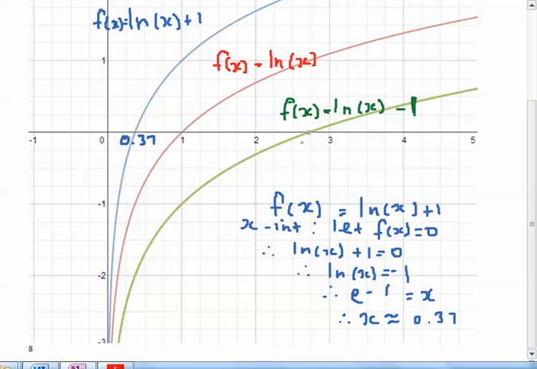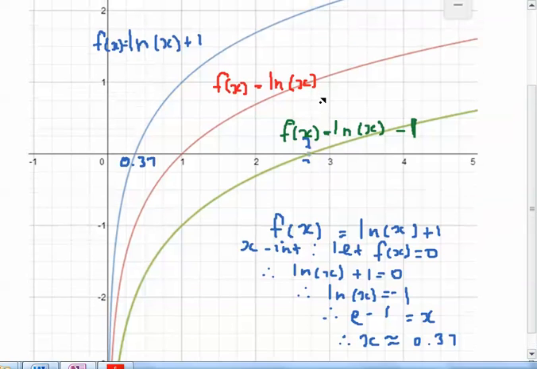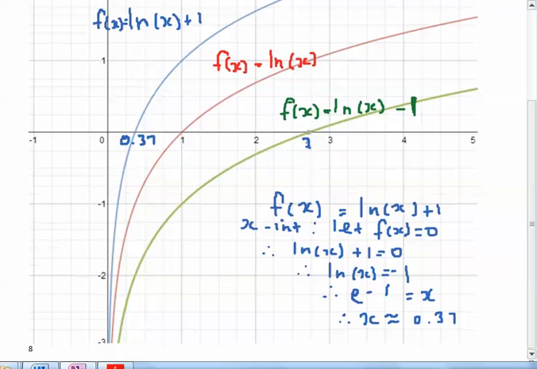In fact, I might do it now while I think about it. 2.7183 is what that x-intercept is. Sorry about that slightly messy working there.